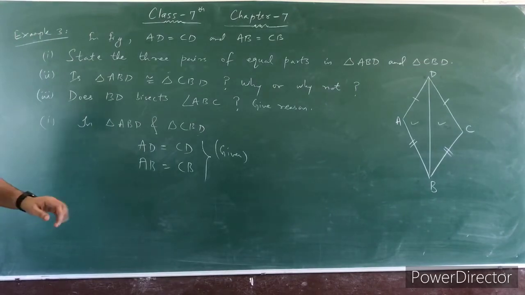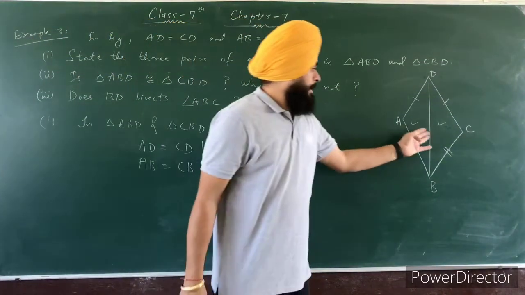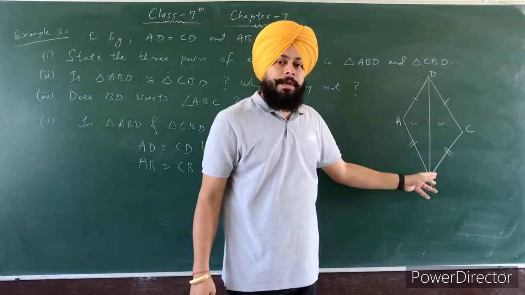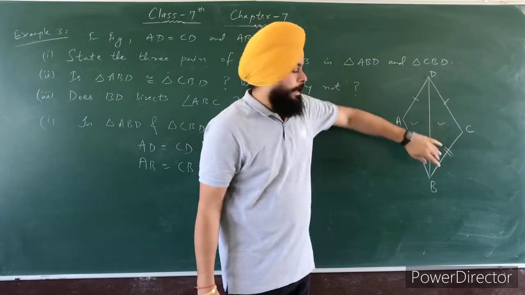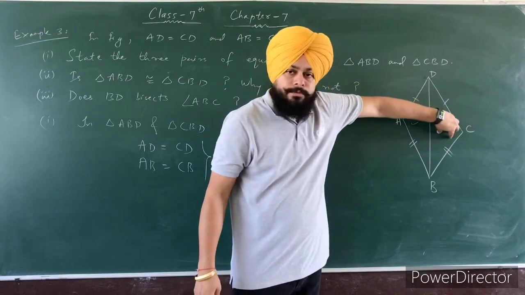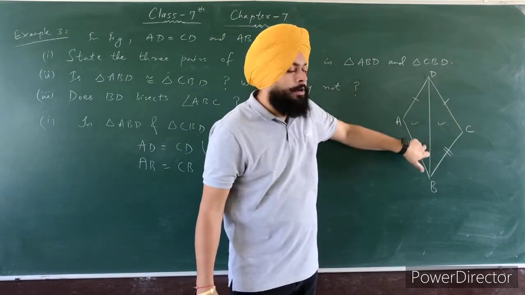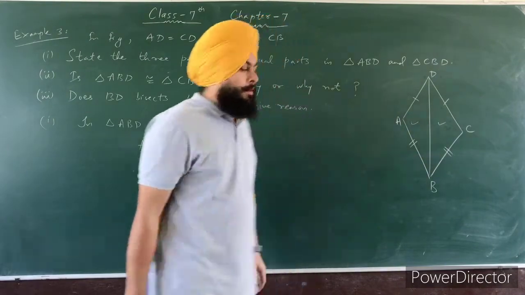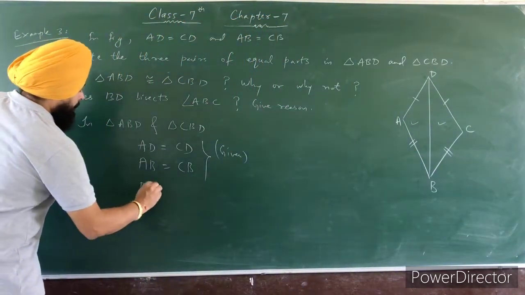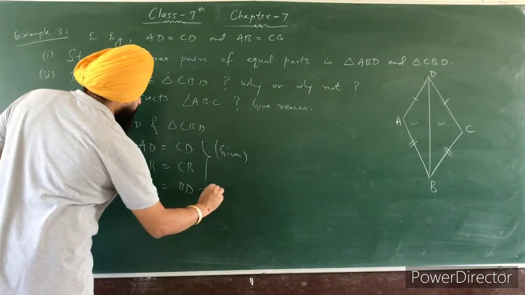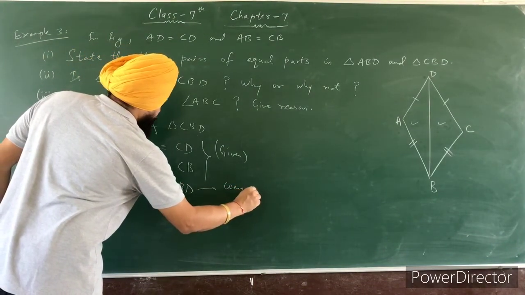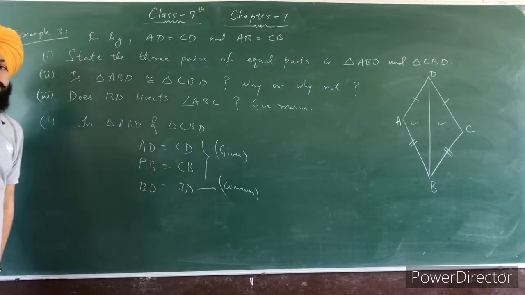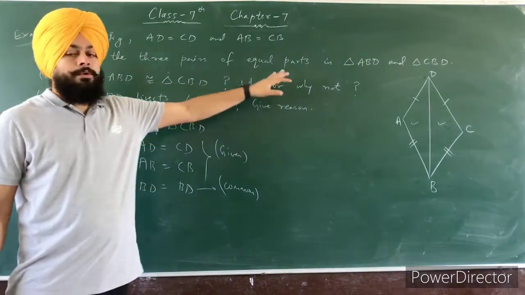Clear? The third one is, you can see here clearly, BD side comes in both of these two triangles. In this triangle and this one also. Clear? It is side BD है. दोनों triangles की है common side. It is the common side of these two triangles. So we should write BD is equal to BD. Reason is common side. So the first one is side, second one is side, third one is also side. So these are the three pairs of equal parts of these two triangles.